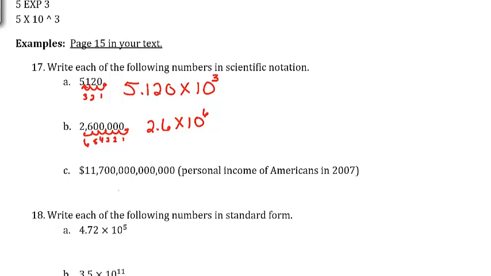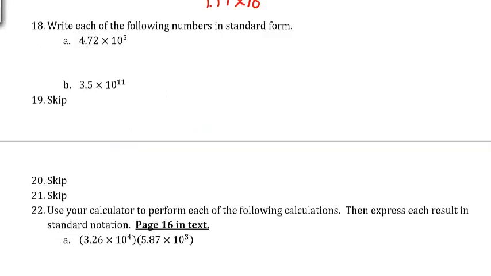And so now we have a really big number, and this is the personal income of Americans in 2007. And so we want one non-zero digit before the decimal point, so that's going to be 1.17 times 10, and this is 3, 6, 9, 12, 13. 4.72 times 10 to the 5th. So this 5 means we have to move our decimal 5 positions to the right.